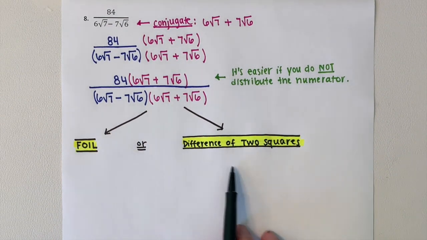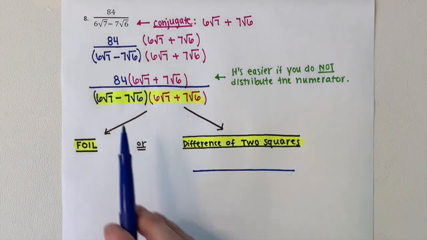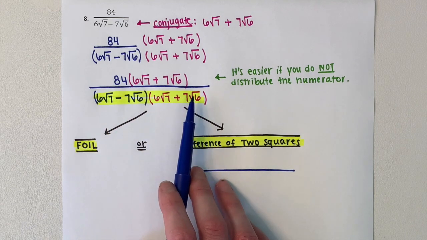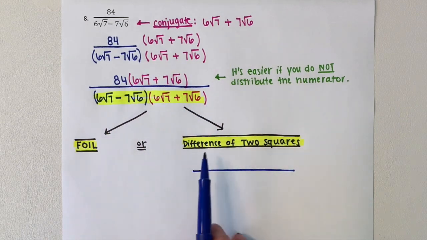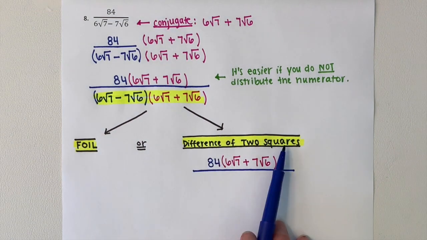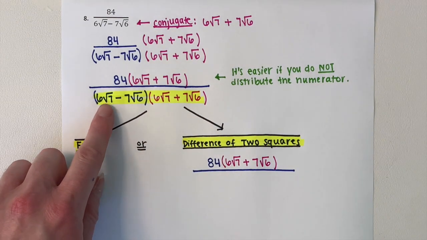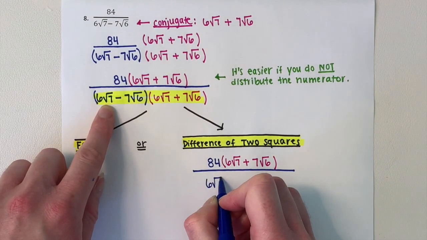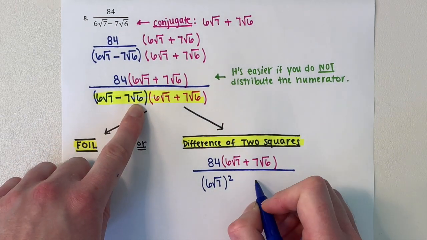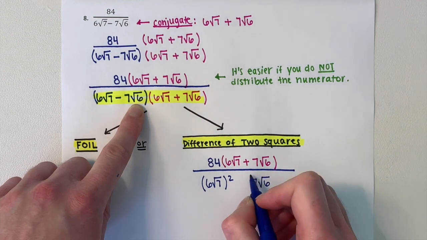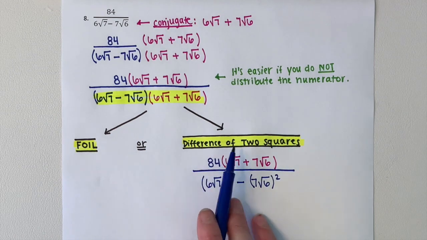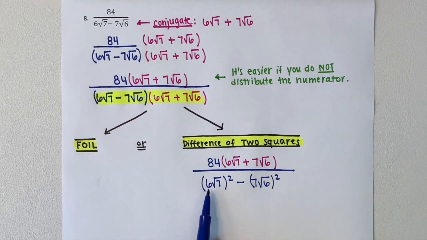For this example, I'm going to use the difference of two squares formula. And I've highlighted the denominator because that's what we're focusing on. We're going to apply the difference of two squares formula to the denominator. I'm going to copy this exact numerator down here because we're leaving the numerator as is. Now, to use the difference of two squares formula for the denominator, we start by copying down this exact term, 6 square root of 7, and we square it. And then we copy down this exact term, 7 square root of 6, and we square it. And then we put a minus sign in the middle. That's why it's called the difference of two squares formula, because you're subtracting two squares.